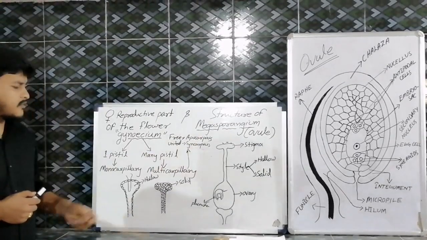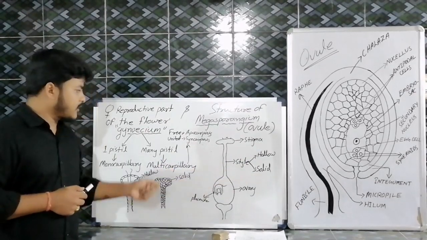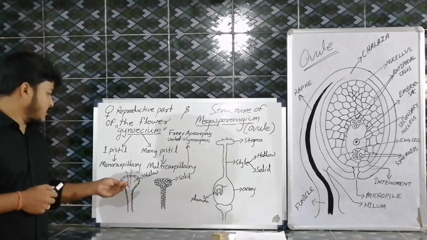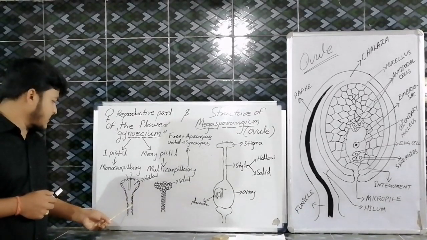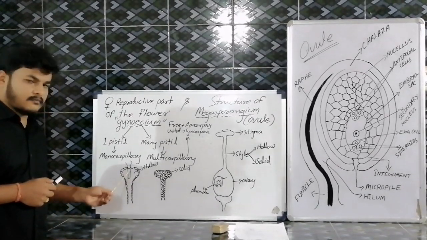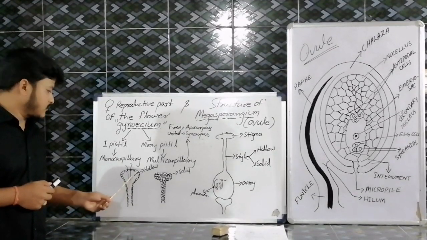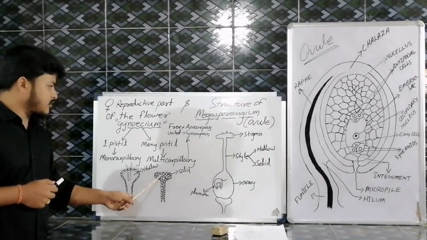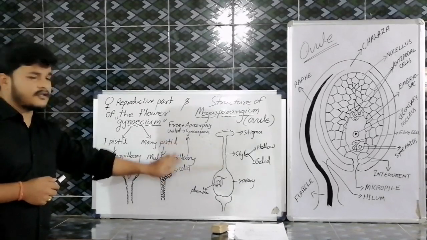The style is of two types: it may be a hollow style, or it may be a solid style. The difference is that in a hollow style there is a single layer of epidermal cells around the style part, with a space in the middle, so the whole part is not filled by cells. But in a solid style, the total structure is filled by a number of cells. This is the structure of the style and the pistil.